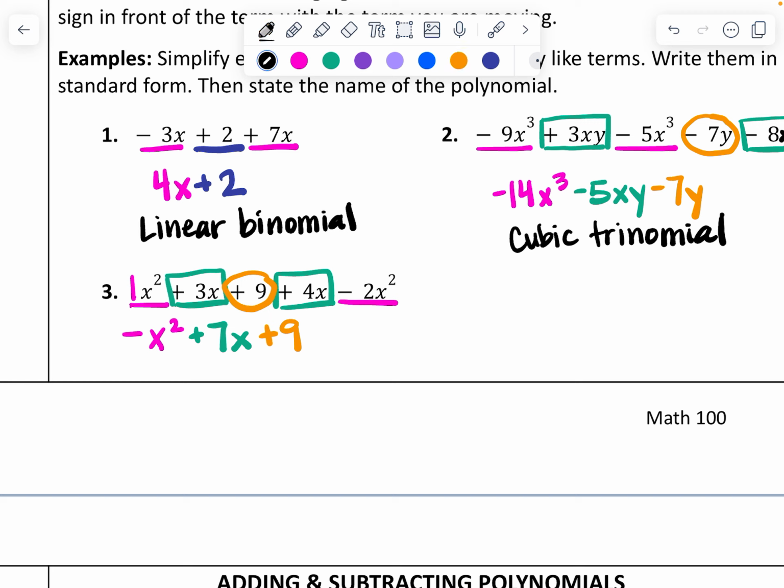This is 3 terms again, so it's a trinomial. The degree is 2, so this is a quadratic trinomial.